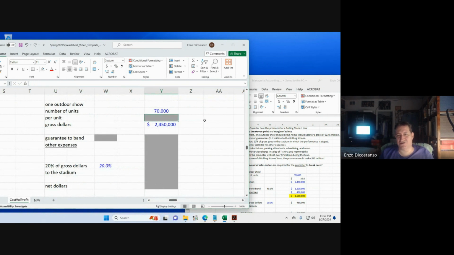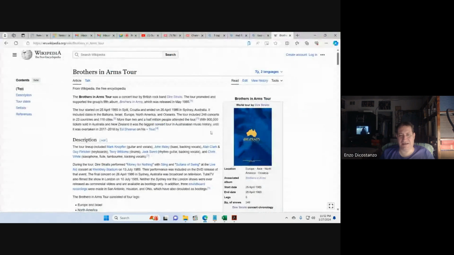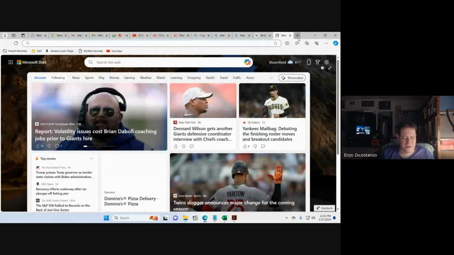So what you're going to try, and I think we all know what's coming next, is we're going to divide the 2.5 million by the 70,000 people. Did they all pay $35? They did not. But again, this was written a long time ago.